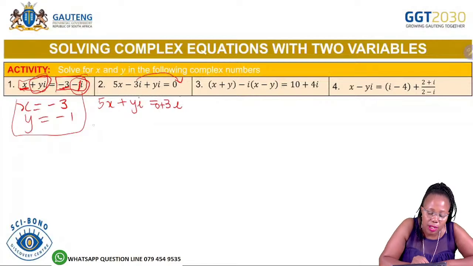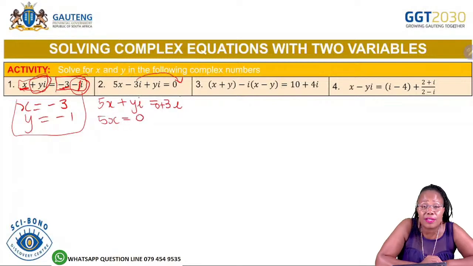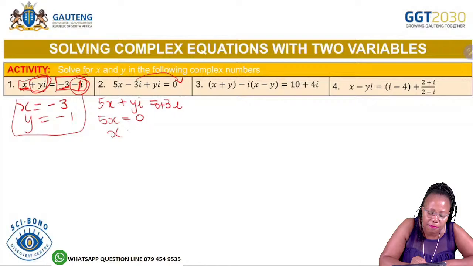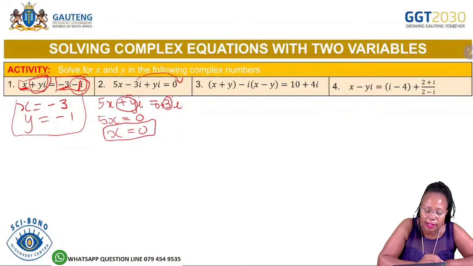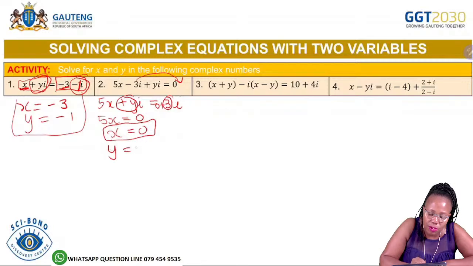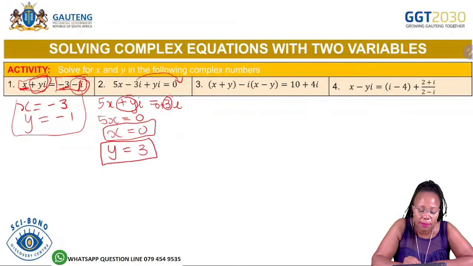Okay, so now let's decide the solution. 5x will be equal to 0 because we don't have the real part. Divide by 5 on both sides, x is equal to 0, correct? And then to get the y, we equate this y to the coefficient of i on this side. So y will be equal to 3. Those are the solutions for that particular problem.